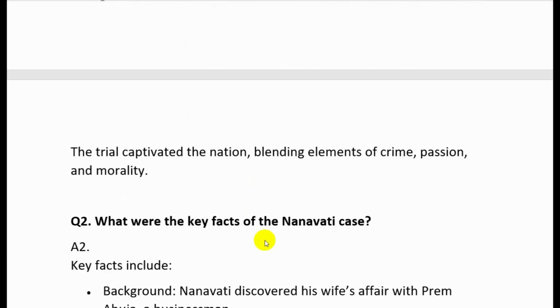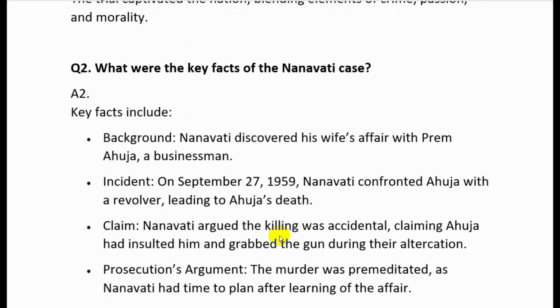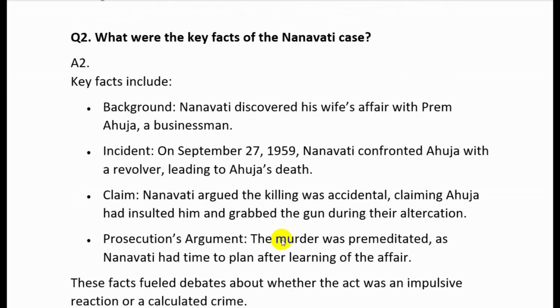The trial captivated the nation, blending elements of crime, passion, and morality. What were the key facts of the Nanavati case? The key facts included Nanavati discovered his wife's affair with Prem Ahuja, a businessman. On September 27, 1959, Nanavati confronted Ahuja with a revolver, leading to Ahuja's death.